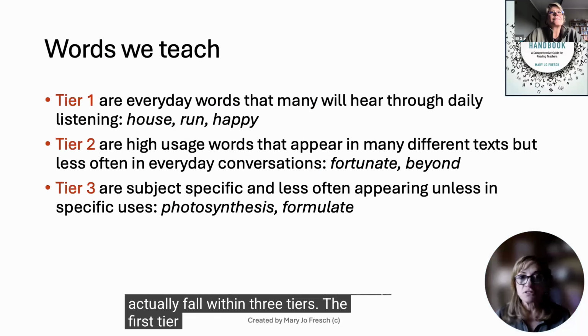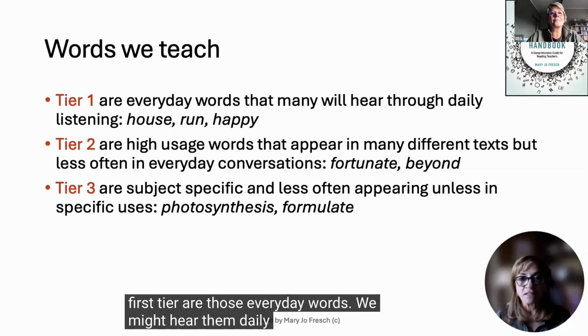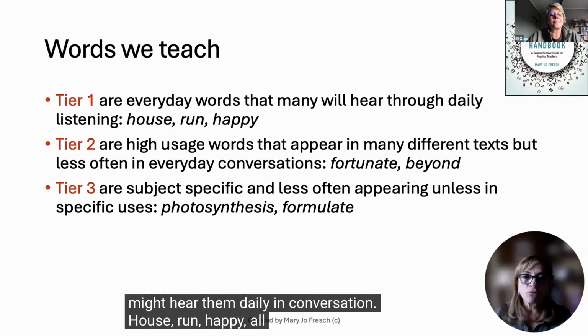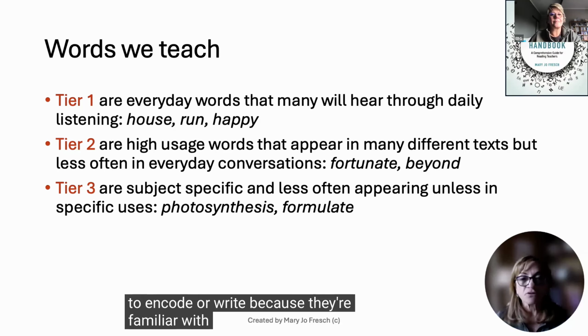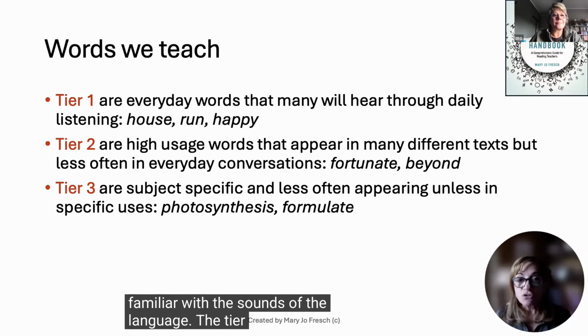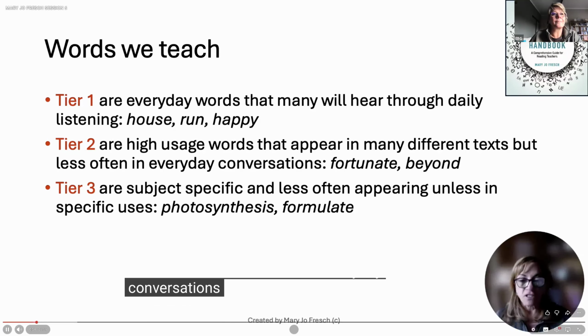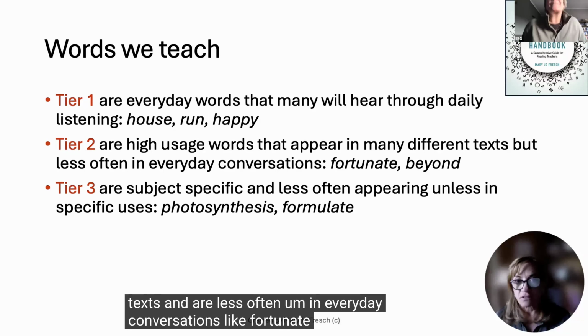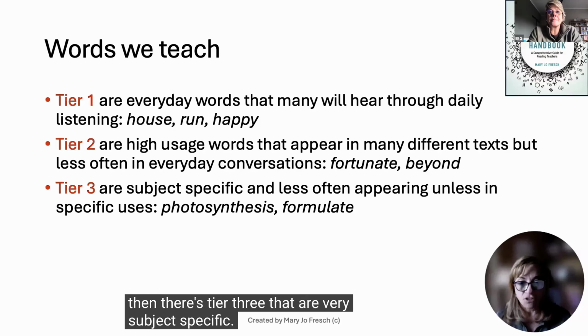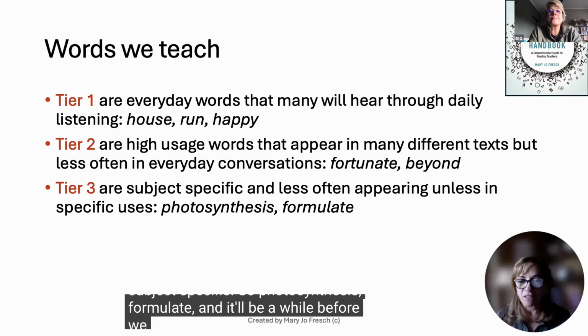Those are easier for them to then decode and to encode, or write, because they're familiar with the sounds of the language. Tier 2 words have high usage, but they appear in different kinds of text and are less often in everyday conversations, like fortunate, beyond. And then there's tier 3 that are very subject specific. So photosynthesis, formulate, and it'll be a while before we get to those.